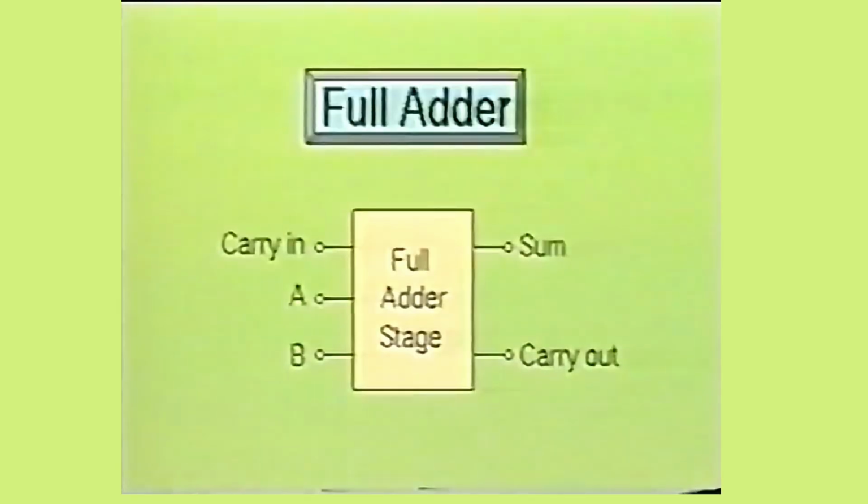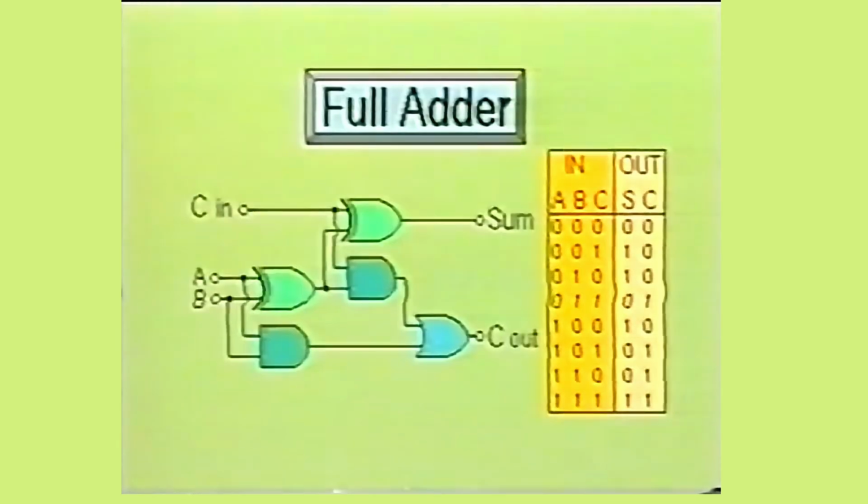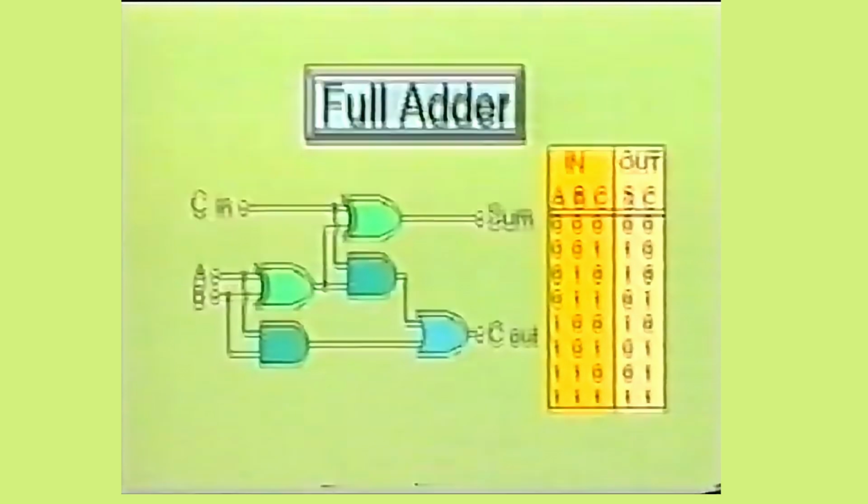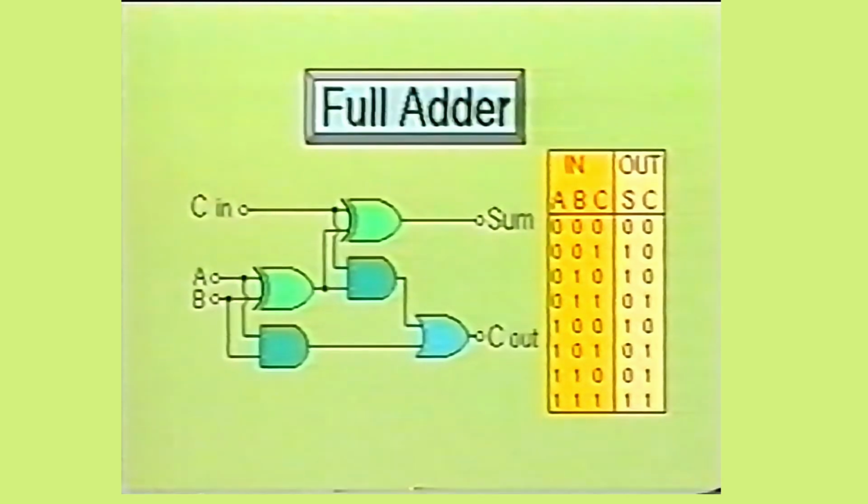The full adder is distinguished from the half adder in that it can accept a carry-in input. Since the full adder can add 3 bits, input A, input B, and carry-in, it will have a decimal output of 0, 1, 2, or 3 in binary, if both the sum and carry-out bits are considered together. Here we see the equivalent circuit for a full adder stage. Also shown is the truth table.